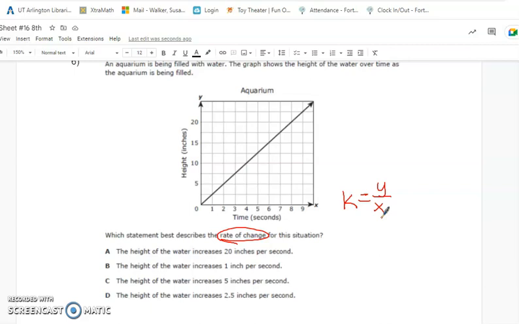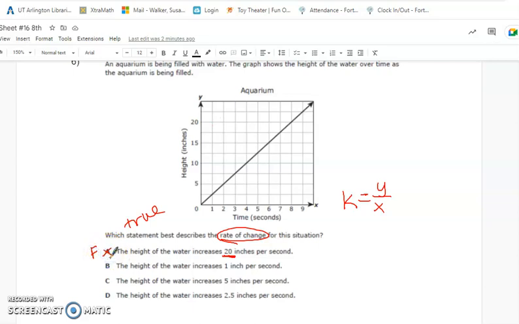I think you can just kind of look at this. So I'm going to go through one, and as in one of these, I'm going to either put a true or a false. We're looking for a true statement. Okay. A says the height of the water increases by 20 inches per second. So here's a second. Here's the height of the water. Notice at 1 second, that's only 2.5. That's not 20 inches. That line would have to have a point going through that. So this one is wrong. That was false.